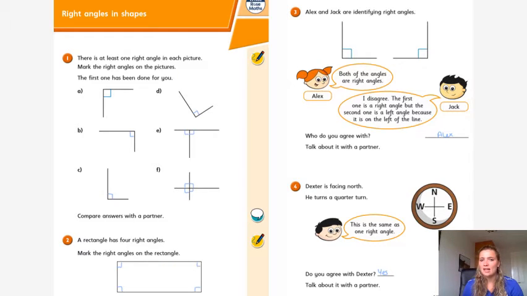Well, Alex is obviously correct because they are both right angles. We always call it a right angle, we never call it a left angle. Even though Jack is correct on saying that the angle is on the left of the line, it's still called a right angle because that's just what we call all 90 degree angles. Even if the shape has rotated or the angle's in a different point, it is still a right angle.